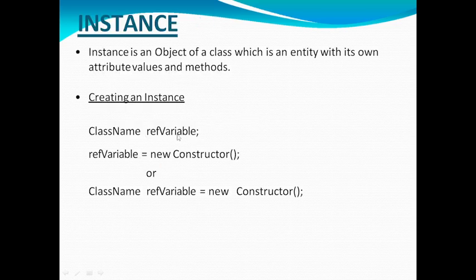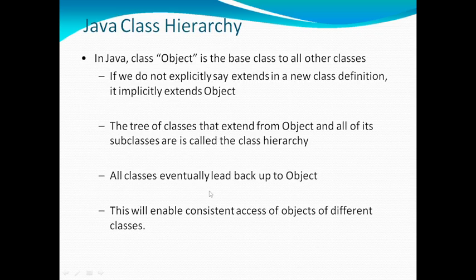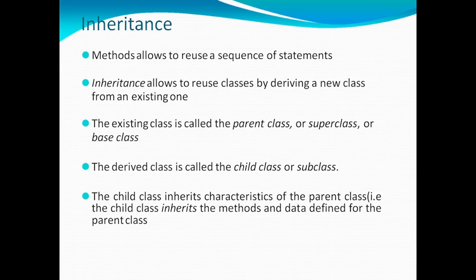What is the syntax of an object? This is the variable name, then the class name, then new constructor. Okay, this is the concept of object creation. Then hierarchy. This is based on the classes. We can follow the hierarchy.